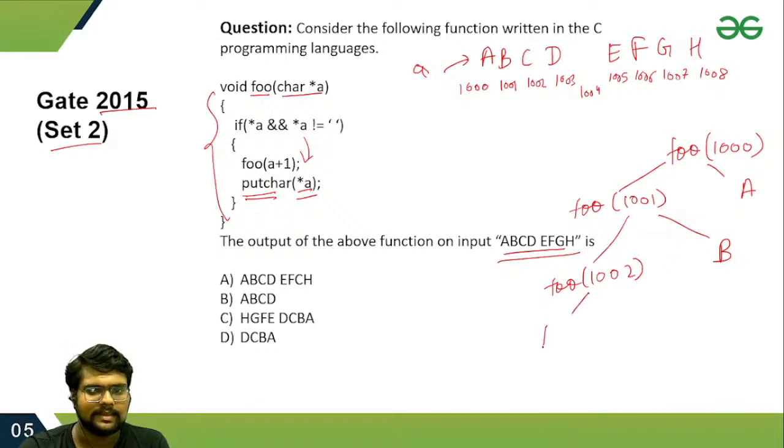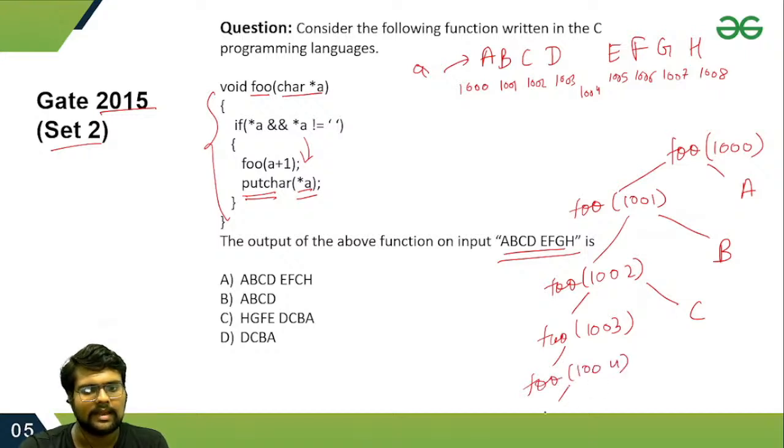Then foo of 103 will be called, and here also it is not equal to space. So foo of 104 will be called, and here it is also not equal to space. So when we called foo of 103, it will print B.